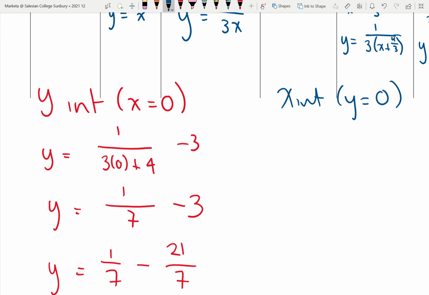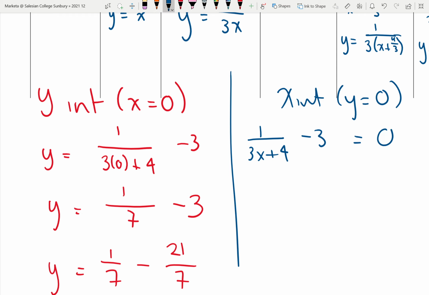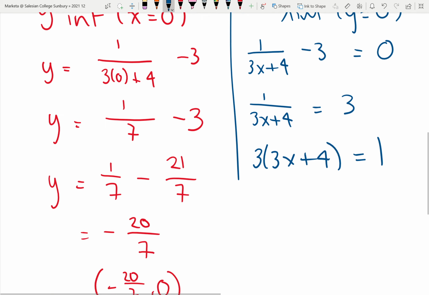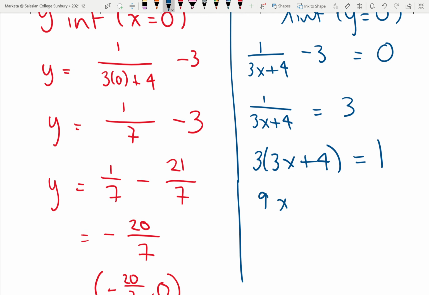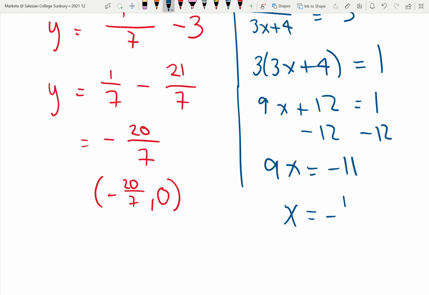So of course when y equals 0, let's do 1 over 3x plus 4, minus 3 equals 0. 1 over 3x plus 4 equals 3. I'm going to multiply by 3x plus 4 on both sides. I get 3 times (3x plus 4) equals 1. I'm going to expand. 9x plus 12 equals 1, minus 12 on both sides. And then x is going to equal -11/9. So my y-intercept is 0, -20/7, it should be, of course. And then the x-intercept, -11/9, comma 0.